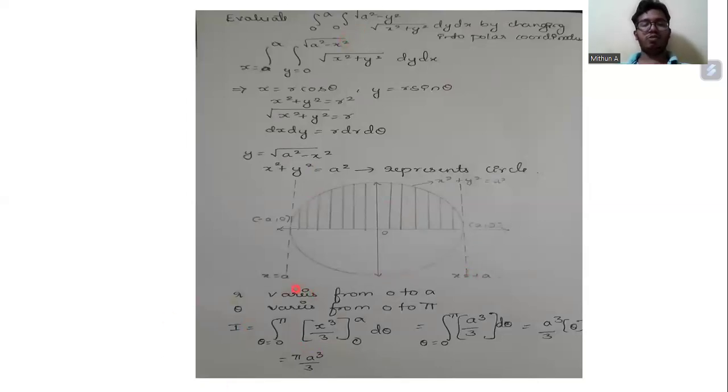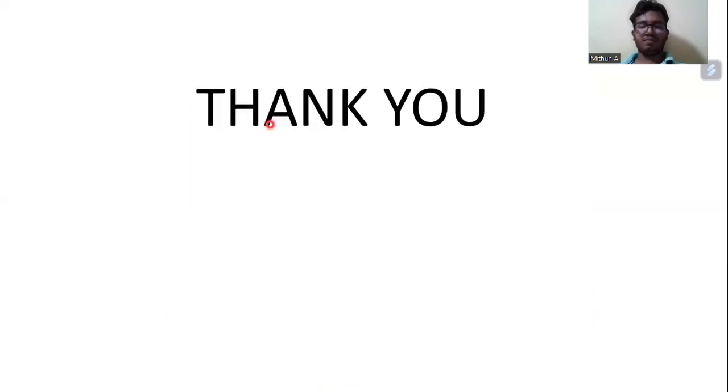we obtain I is equal to the integral of theta from 0 to pi of r cube by 3 evaluated from 0 to a, d theta. After integrating, we obtain a cube by 3, which we take out of the integration, leaving the integral from 0 to pi. So finally we have obtained pi a cube by 3. Thank you.